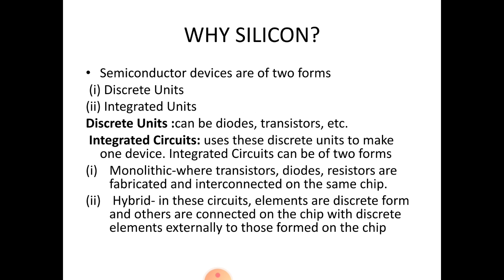Integrated circuits can be of two forms. The first is monolithic. In this case, transistors, diodes, and resistors are fabricated and interconnected on the same chip. In the case of hybrid, the circuit elements are in discrete form and are connected on the chip with the discrete elements externally to those formed on the chip. Whereas in the case of monolithic, the elements are fabricated and integrated on the same chip.